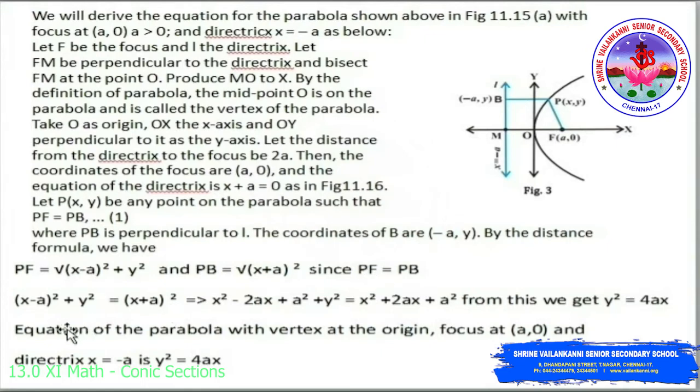So equating these two, (x minus a) whole square plus y square equals (x plus a) whole square. Using the identity, x square minus 2ax plus a square plus y square equals x square plus 2ax plus a square. Cancelling x square and a square, we get y square equal to 4ax, which is the equation of the parabola whose vertex is at the origin (0, 0), focus is at (a, 0), and directrix is x equal to minus a.